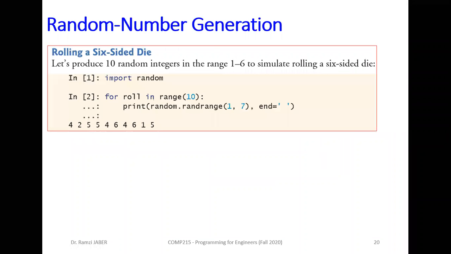Now, example. Rolling a 6-sided die. Let's produce 10 random integers in the range 1 to 6 to simulate rolling a 6-sided die. Okay? This gives us a random number, 10 random numbers. 10 random integers.